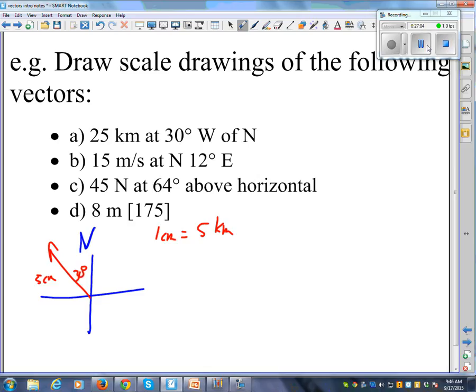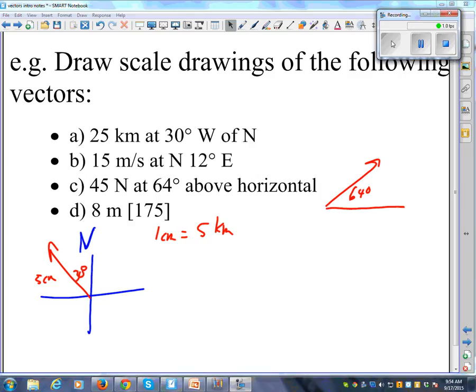I've purposely thrown a whole bunch of curveballs at you here, because these are the things you're going to see, and it's okay if you see a curveball here. 45 newtons at 64 degrees above horizontal. I haven't shown you that, above horizontal. Horizontal just means flat, so 64 degrees above flat. That's all it means. Is everyone good with A now?